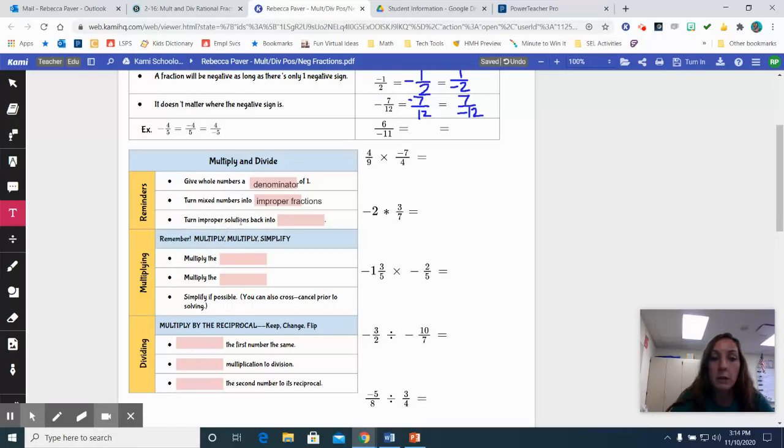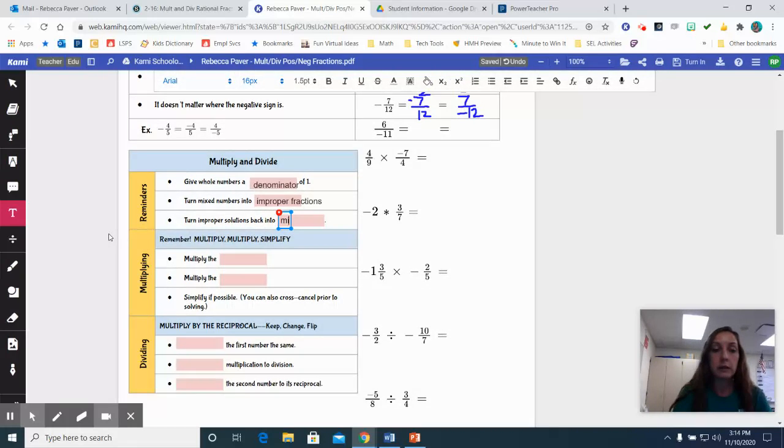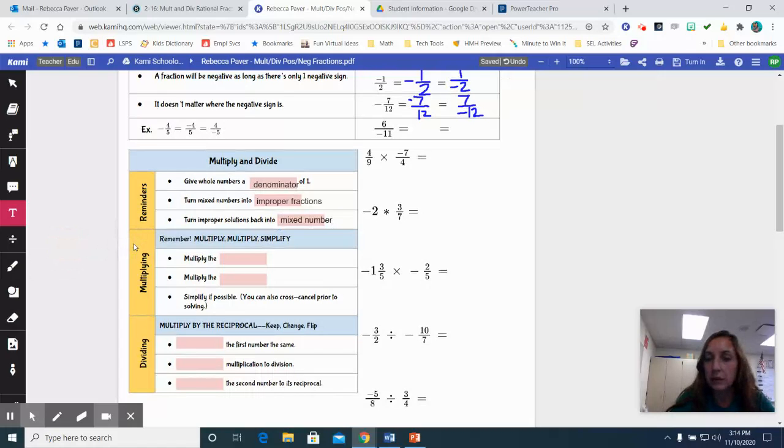And then if you get an improper solution, so if the answer turns out to be an improper fraction, you would want to go back and put that in as a mixed number. Improper fractions aren't necessarily wrong. They're just not typically how we would leave the answer, at least not at this age. So here, multiplying fractions, it says, remember, multiply, multiply, simplify.